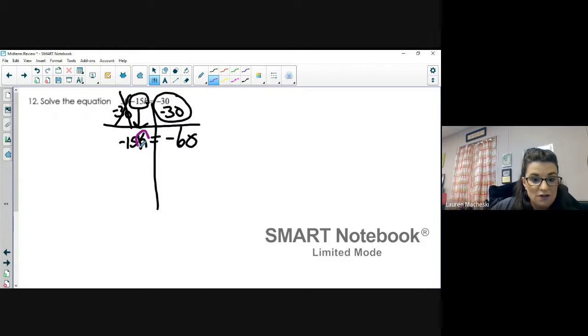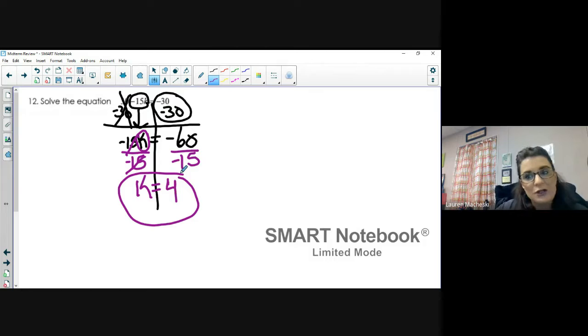And then in order to finish getting k by itself, I got to get rid of that -15. When they're next to each other, that's multiplication. The opposite of multiplication is division. So k equals negative divided by negative would be a positive, and I'm pretty sure that would be +4.